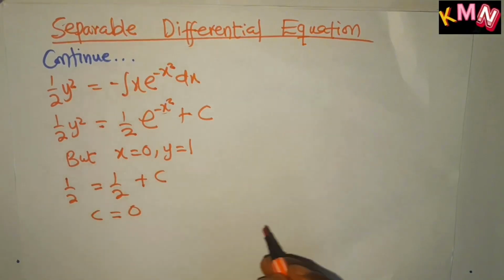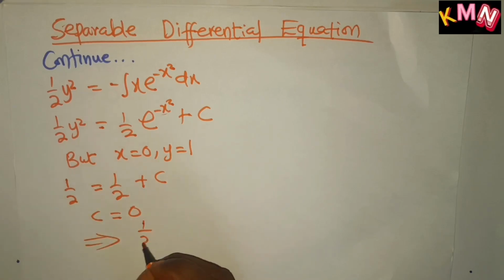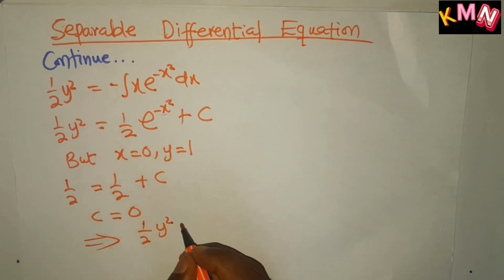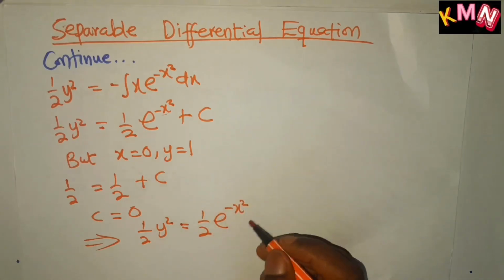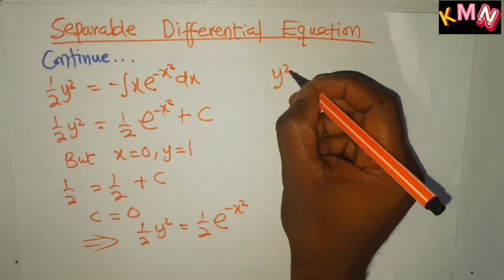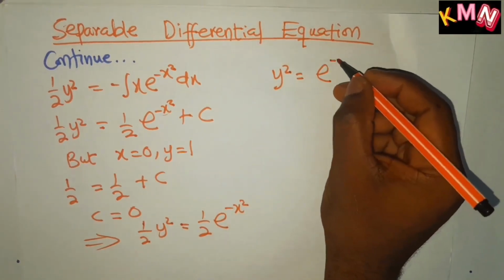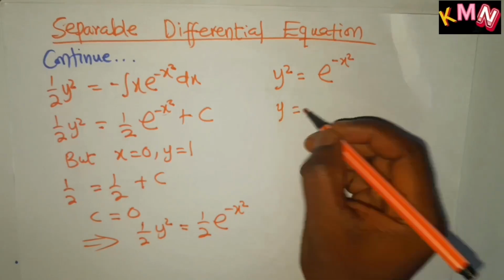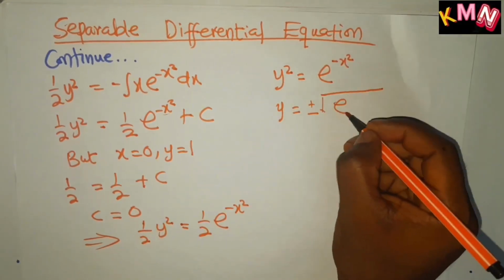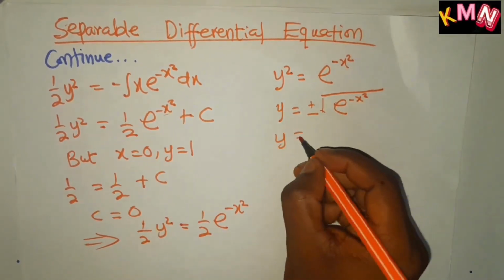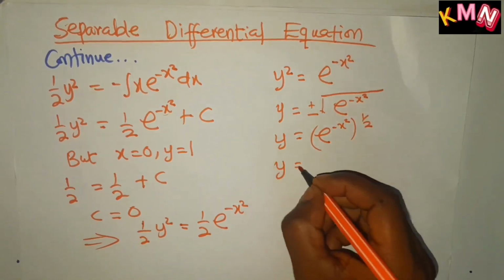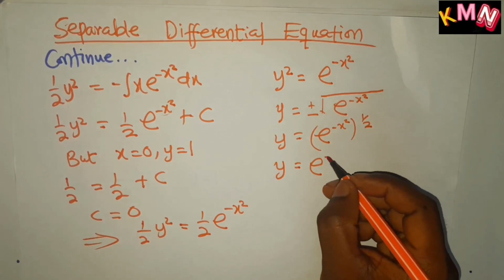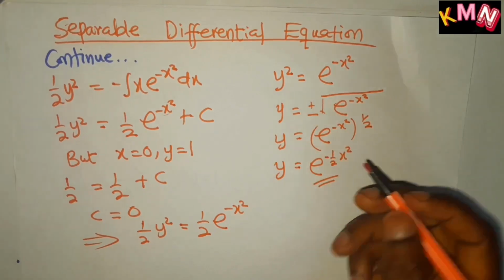0. So now that we have the c, we can say that our equation is half y squared equals half e power negative x squared, which we can multiply through by 2, and that will give us y squared equals e power negative x squared, and our y will be plus or minus e power negative x squared, which can also be written as e power negative x squared to the half, and that is also e power negative half x squared. And I think that is the answer.